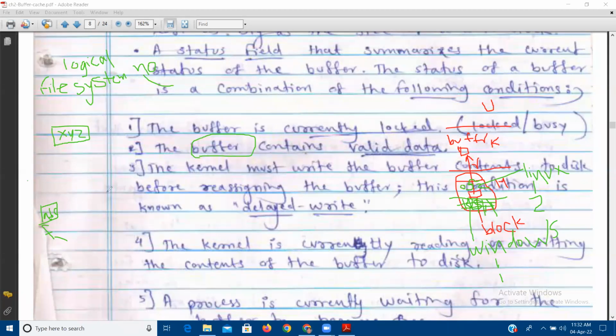Say XYZ. So again, I'm taking the help of the same diagram. This is the kernel level, this is the user level, and this is the hardware level. On the hardware level, one block is there whose contents are A, B, C, and with me one buffer is there at kernel level whose contents are XYZ. If I want to access file F1 and I got the buffer having the contents XYZ, I may say that it is invalid because I want to access ABC.